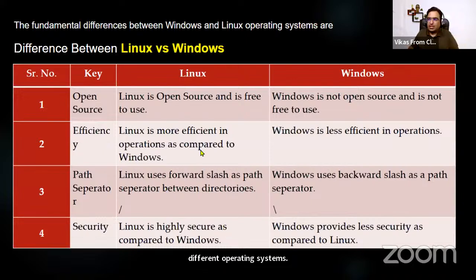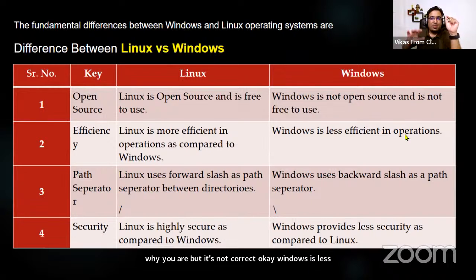Comparison between Windows and Linux. Linux is open source, Windows is not open source. You cannot use Windows freely. You have to purchase a license and then use it. Some people will argue with me because we can use Windows freely. You are hacking it, but that's not correct. Windows is less efficient operating system-wise.